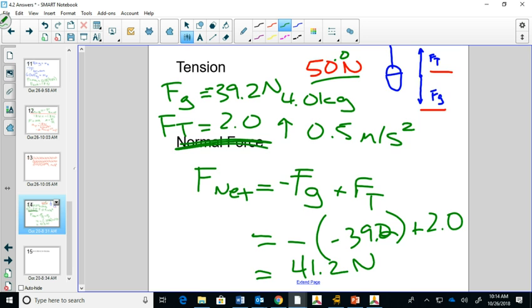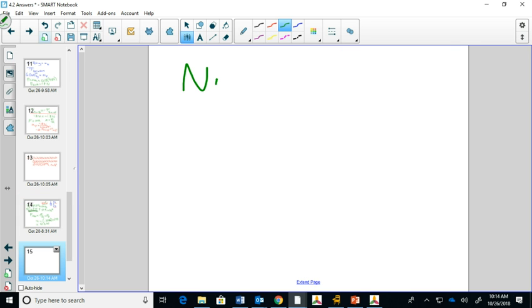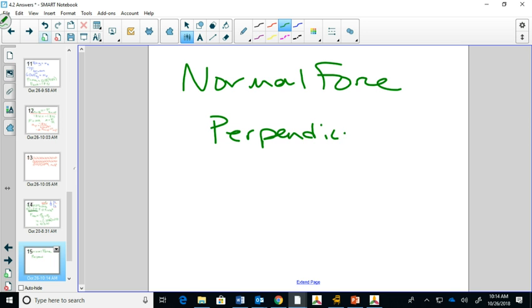And we have talked about this guy before. The normal force. That's just a force that is perpendicular to a surface. So the normal force is the force that is holding your textbook on your desk right now. That's holding your computer on your desk right now.